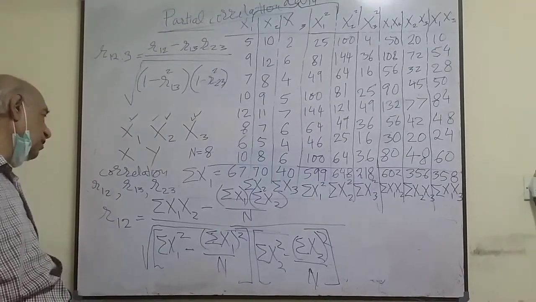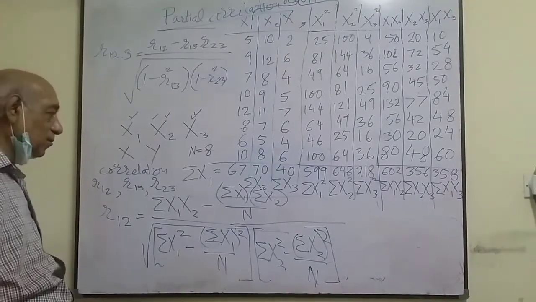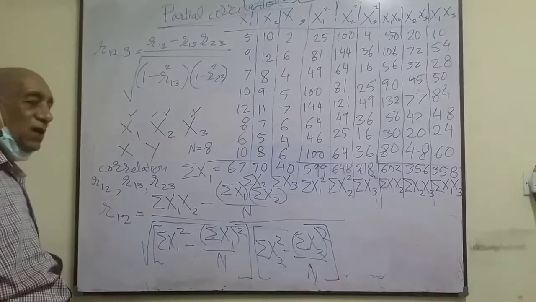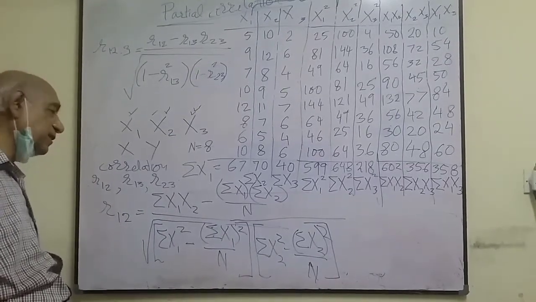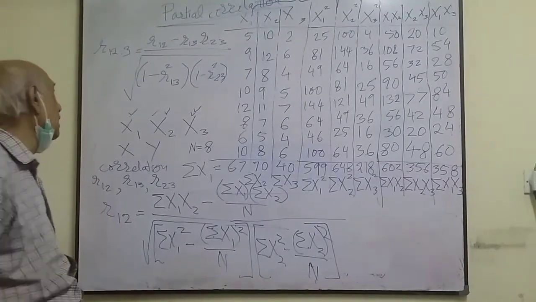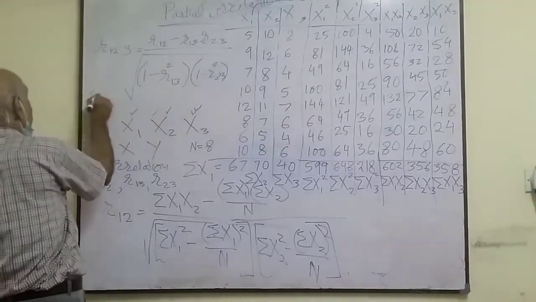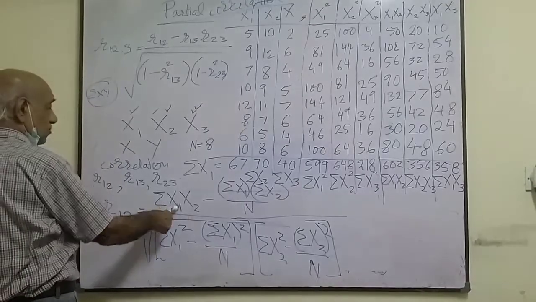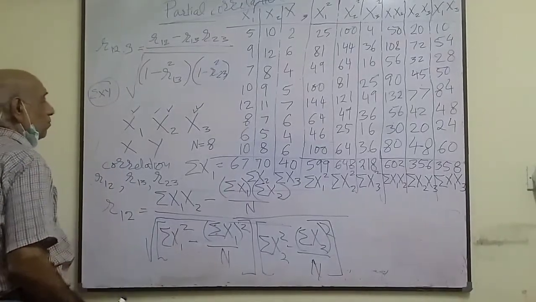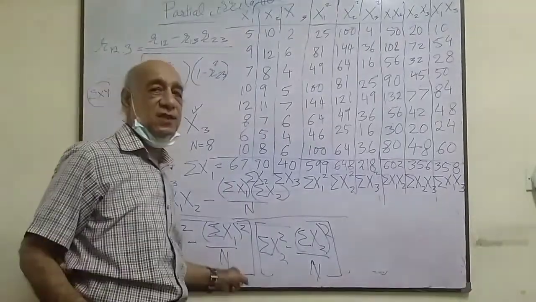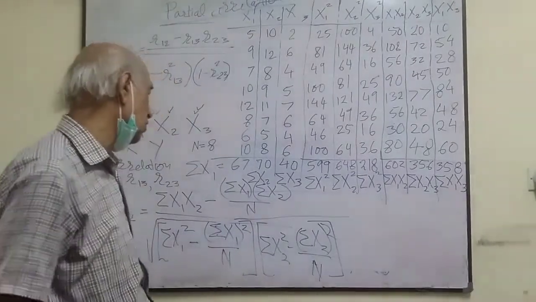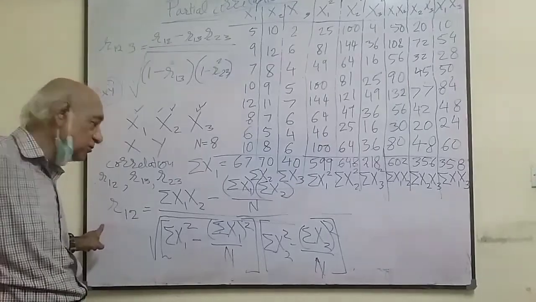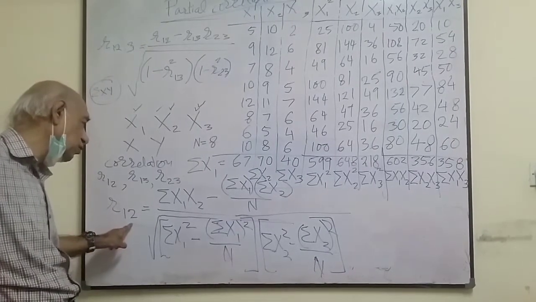So this is the same formula for the correlation coefficient. We have simply replaced x and y by x1 and x2, right? Instead of taking sum xy, we have sum x1 x2. So it is the same formula for the correlation coefficient. This is for the correlation coefficient between variable 1 and 2.